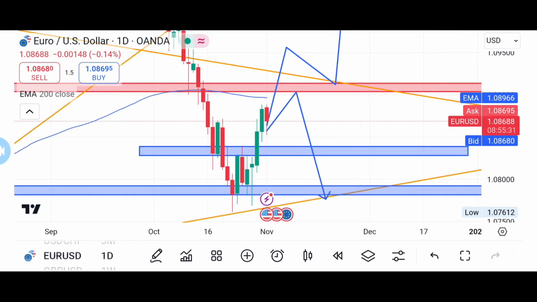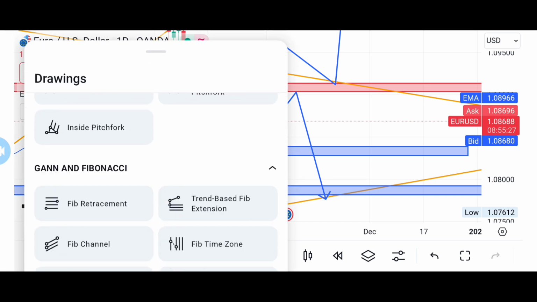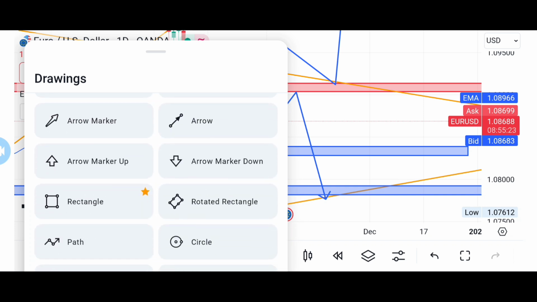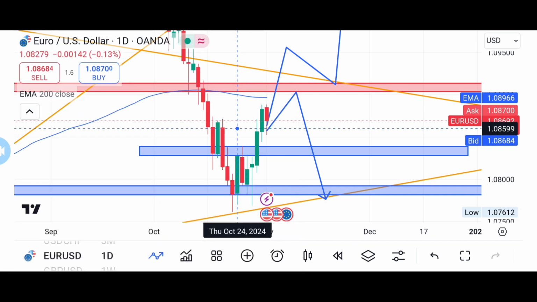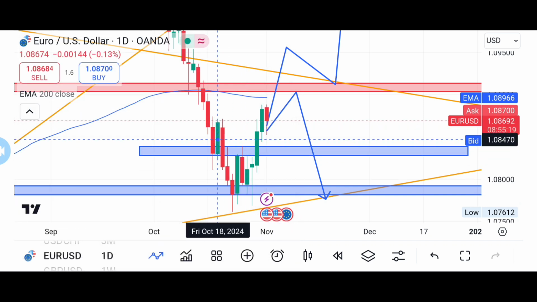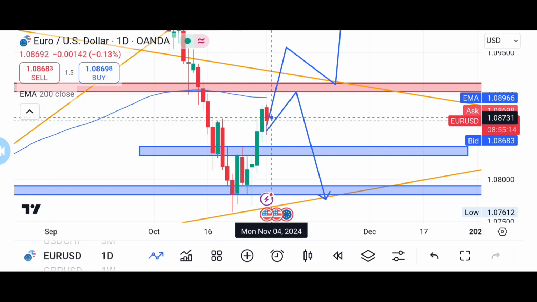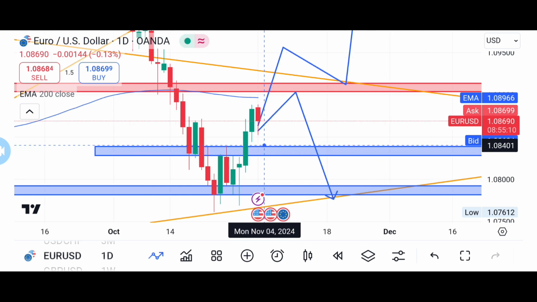Already, if you can see very clearly, we have a right shoulder, and we have a head. This is a right shoulder. This is our head. Okay, we are yet to form a left shoulder. And at the left shoulder, we have a fair value gap that has not been touched.